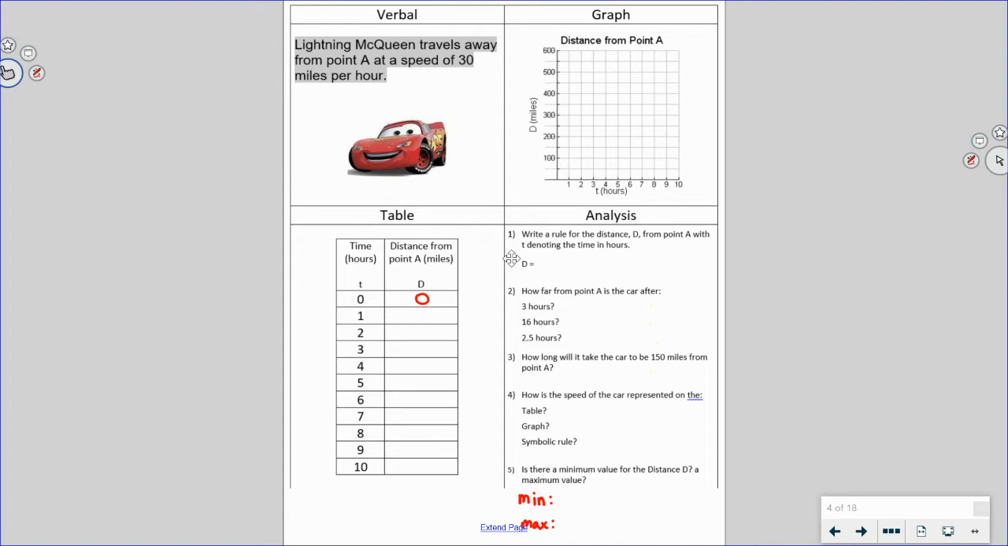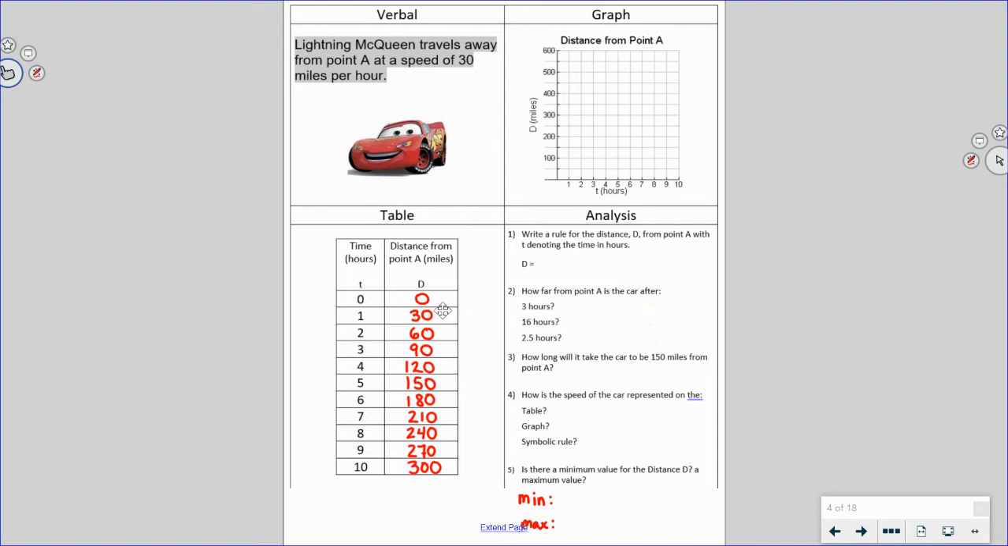0 miles. After 1 hour, he's gone 30. If he drives another 30 miles in the next hour, that means he's now 60 miles away. Another 30 after that would be 90, and so on and so on. Nice part about watching videos, folks, you can always pause, rewind if you need to, pause, write down what you need to, and then come on back when you are ready.